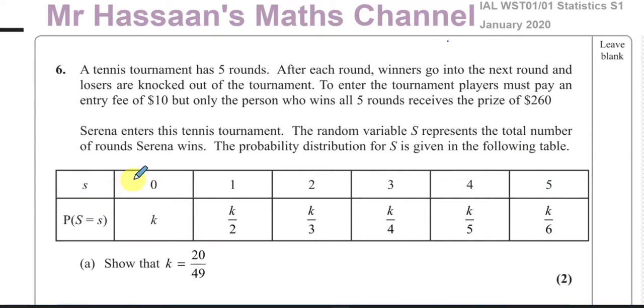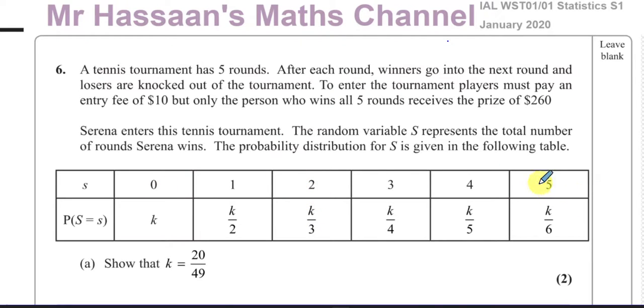So a discrete random variable is always something that has a numerical value. In this case, it's the number of rounds that Serena wins. If she wins 0 rounds, that means she's been knocked out in the first round of the competition. She competed in the first round, she got knocked out. If S equals 1, that means she's won the first round and gone to the second round and got knocked out because she only won 1 round. If she's won 2 rounds, that means she's got to the third round. She's won the first round, she's won the second round, she's got to the third round, but she lost in the third round, and so on.